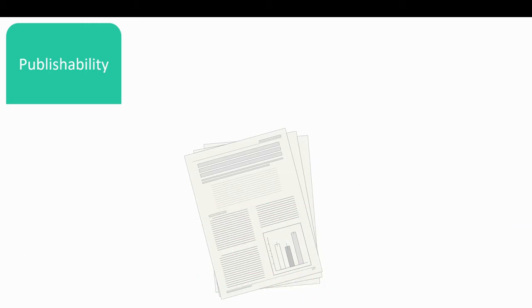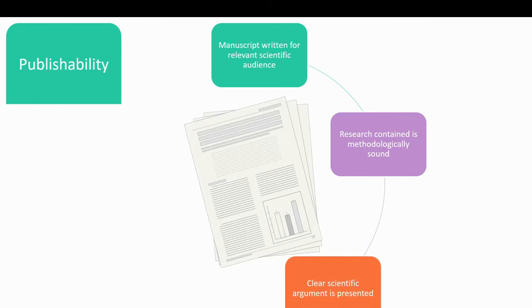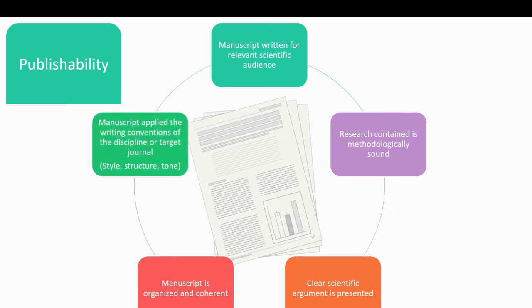Generally speaking, we can think of publishability as being represented in the kappa if your manuscripts are written for a relevant scientific audience, if the research contained in each manuscript is methodologically sound, if you have a clear scientific argument presented within each manuscript, if the manuscripts are organized and coherent, and if your manuscripts apply the writing conventions of the discipline or target journal: your style, your structure, your tone, and the standards of citation and referencing.